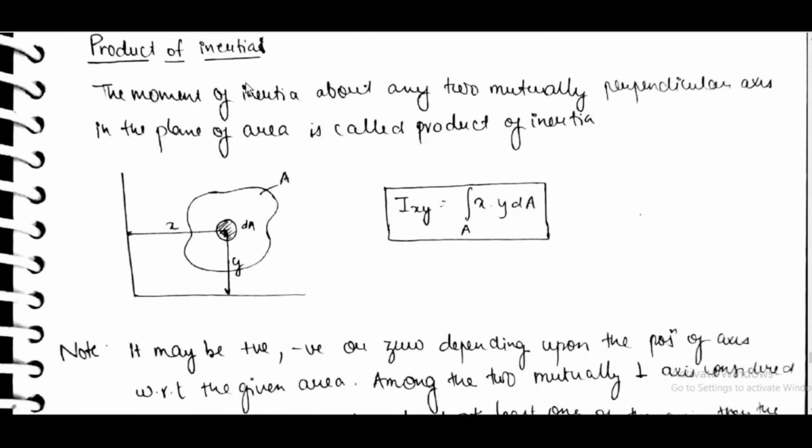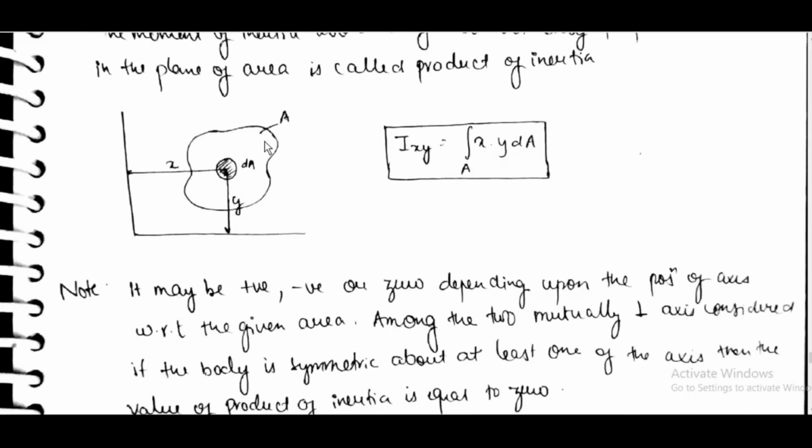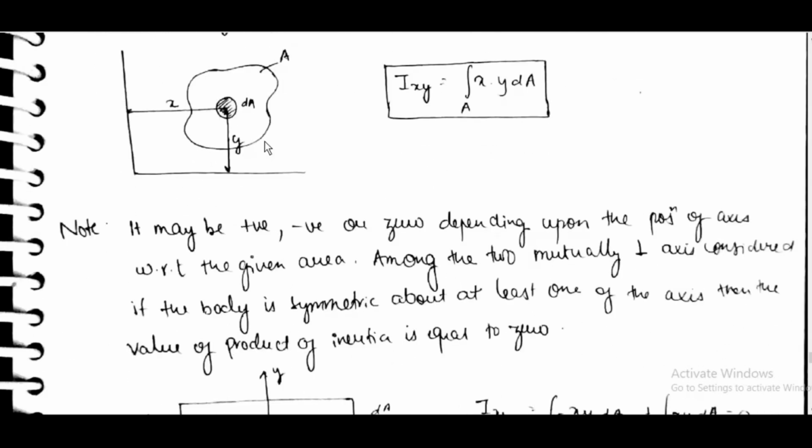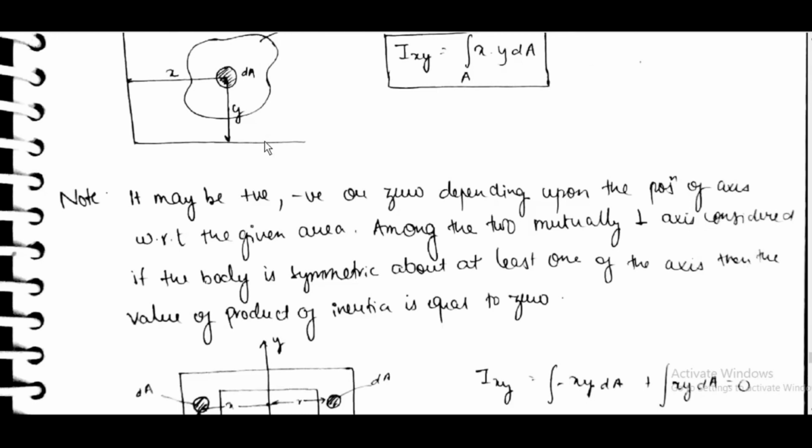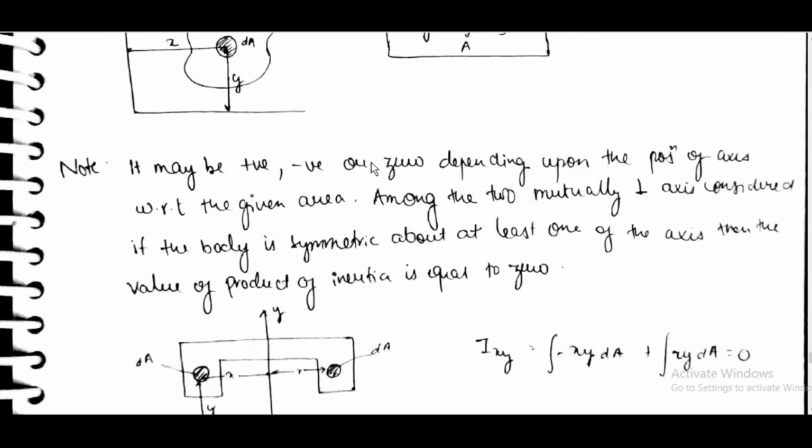Product of inertia. The moment of inertia about any two mutually perpendicular axes in the plane of area is called product of inertia. Ixy is equal to integral xy dA. It may be positive, negative or zero depending upon the position of the axis with respect to the given area.